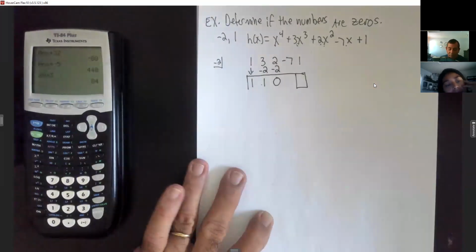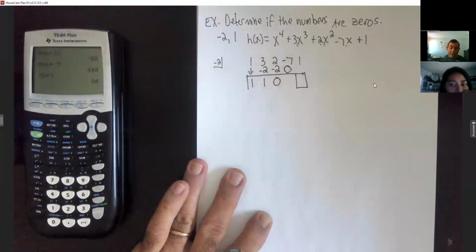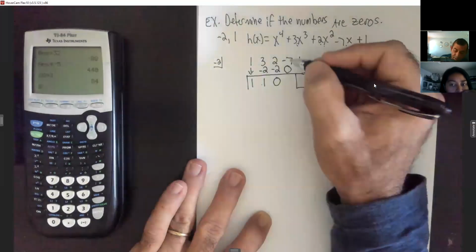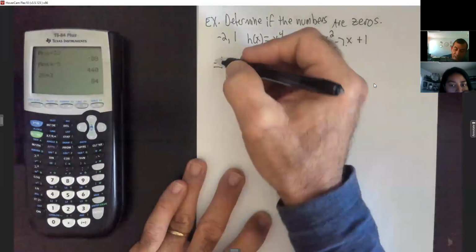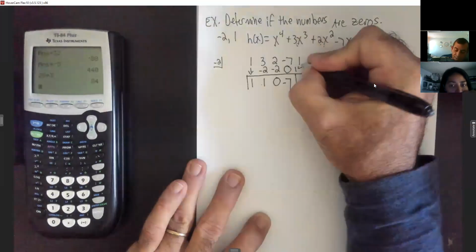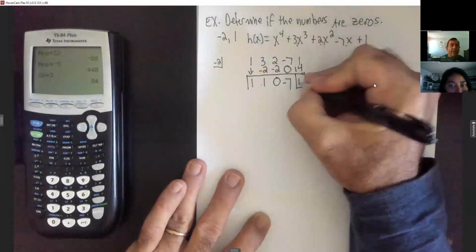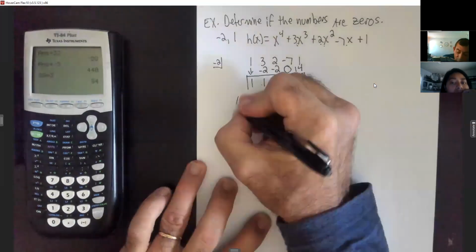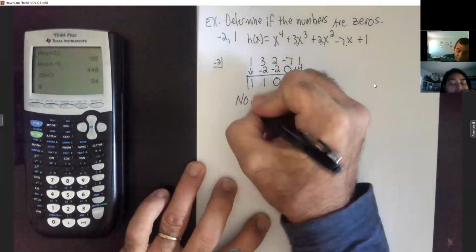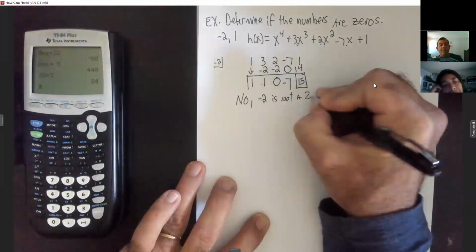All right, let's see. 0 times -2 is 0. Add that column up. -7 and 0 is -7. And then finally, -7 times -2 is a +14. And when you add that, you get a +15, which is not 0. So no, -2 is not a 0.